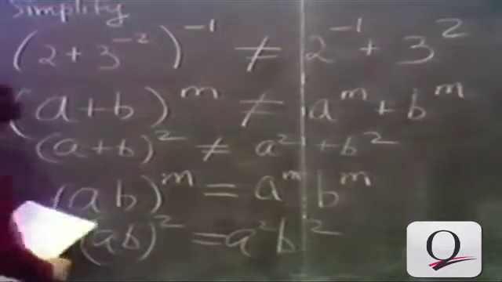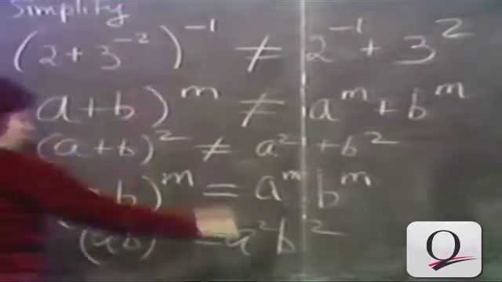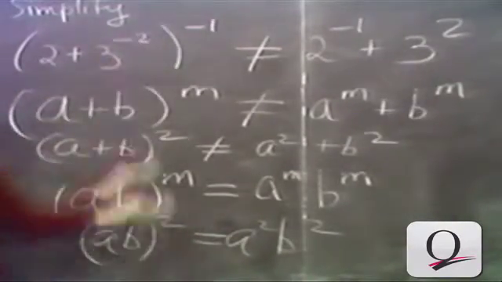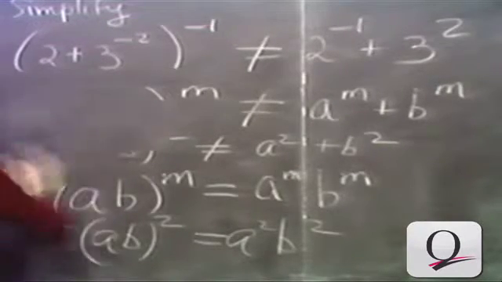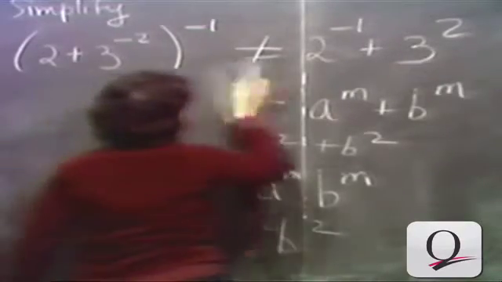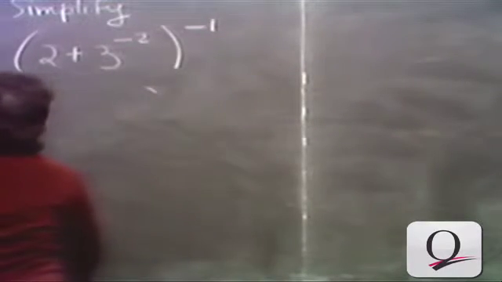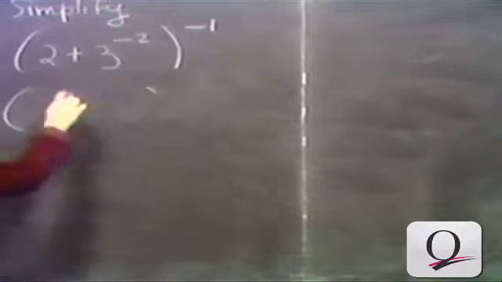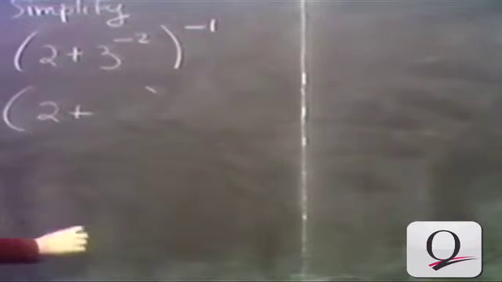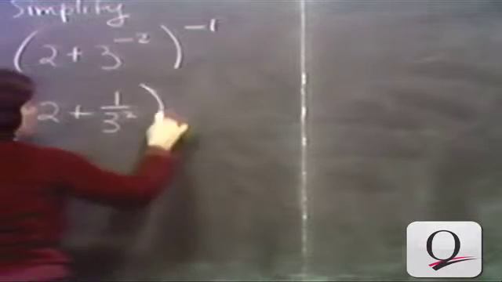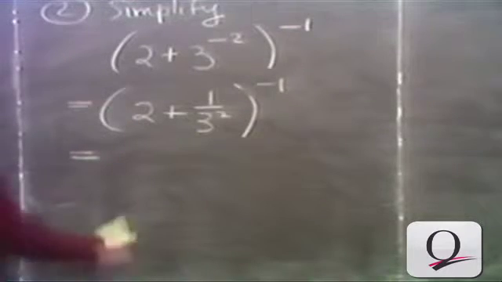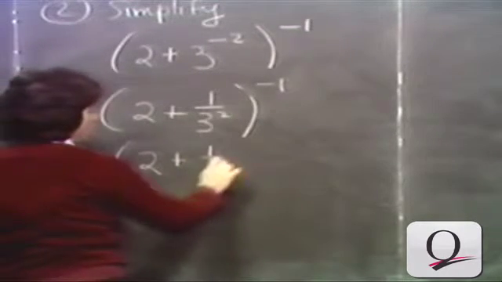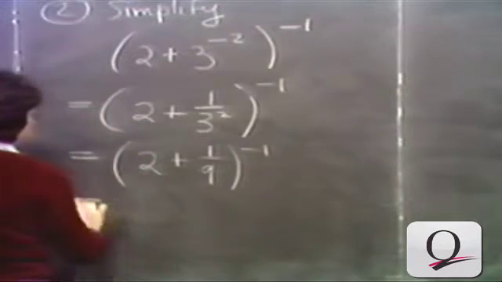So in that case, the only thing that we can do is to work from the inside of the parentheses out. Simplify within the parentheses, and at the end, take it to the minus 1 power. Okay, so let's try to do this now the proper way. Inside the parentheses, we can write this as 2 plus, now 3 to the minus 2 is 1 over 3 squared. And all of this can be taken to the minus 1 power. This is 2 plus 1/9 to the minus 1 power.